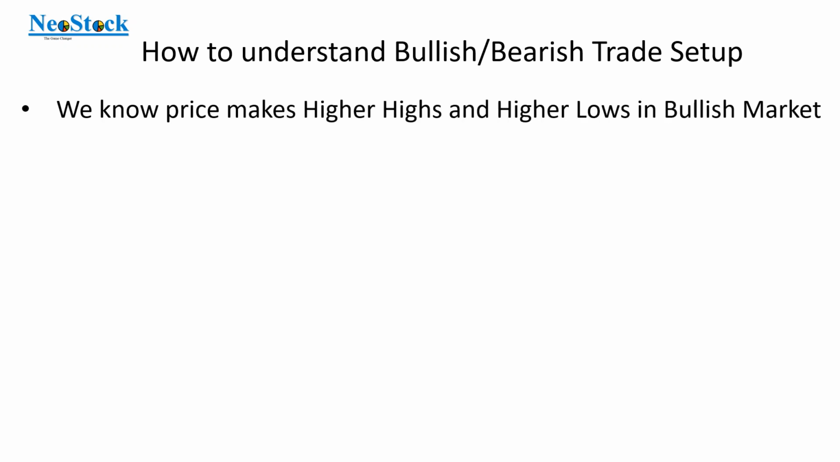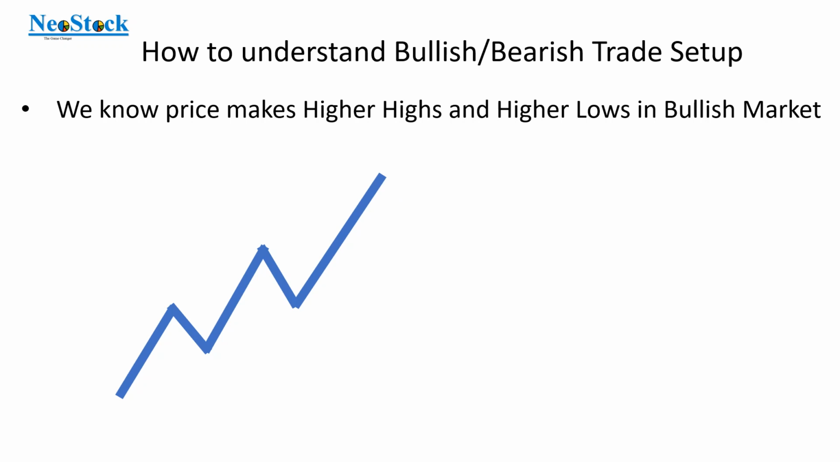We know price makes higher highs and higher lows in a bullish market. Similarly, lower highs and lower lows in a bearish market. This is what you already learned in lesson 8. In this example, I am showing you a bullish setup. See, here we have higher high, higher low, higher high, higher low. So this is a confirmation that currently this stock is moving with a bullish setup.